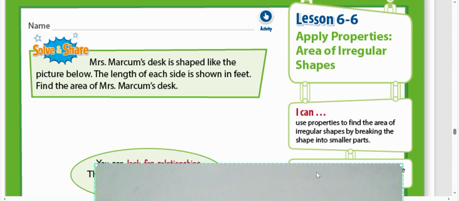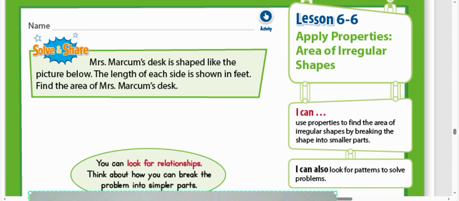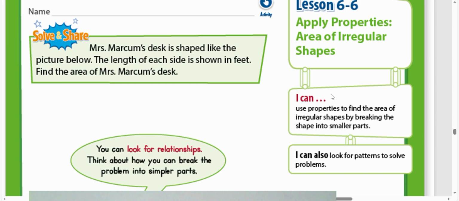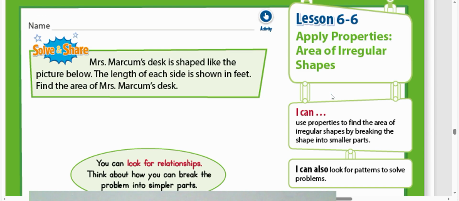Today we'll explain lesson number 6, topic 6: apply properties of area to irregular shapes like compound shapes. We can find the area of a compound shape by dividing it into parts. First will be a rectangle or square. You know the area of a square is side times side, and the area of a rectangle equals length times width. You can use properties to find the area of irregular shapes by breaking the shape into smaller parts.